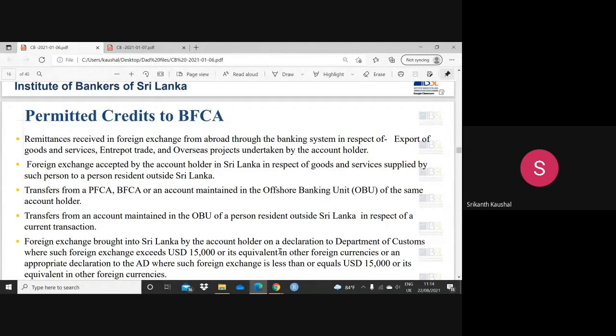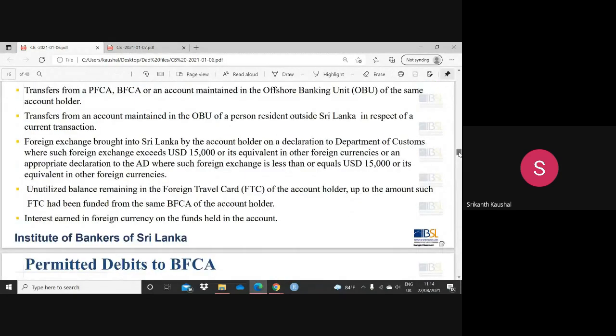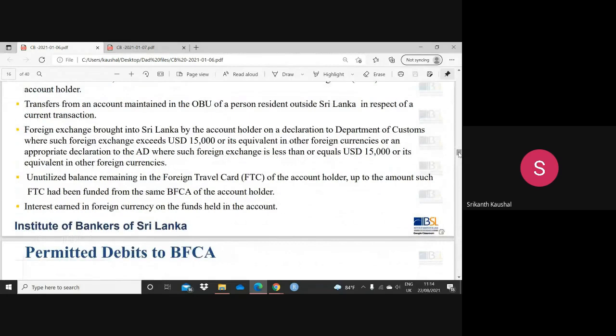Then, foreign exchange brought into Sri Lanka by the account holder: declaration. I think we learned this on the PFC also. For anything more than $15,000 in currency notes, you have to declare to customs. Less than $15,000, declare to the authorized dealer, that is, to the bank. So remember, if somebody brings in $20,000, he should declare it, because anything above $15,000 needs to be declared at customs on arrival.